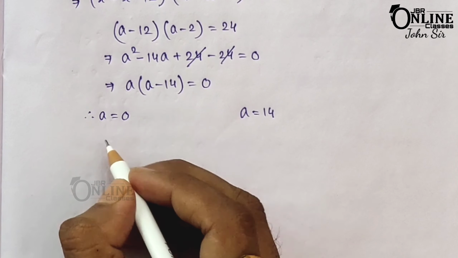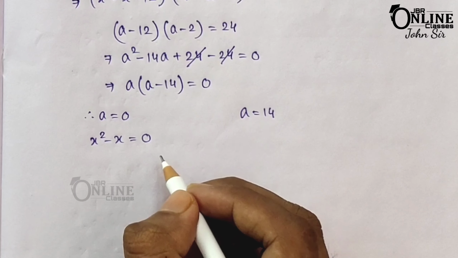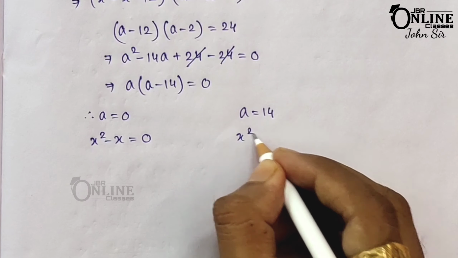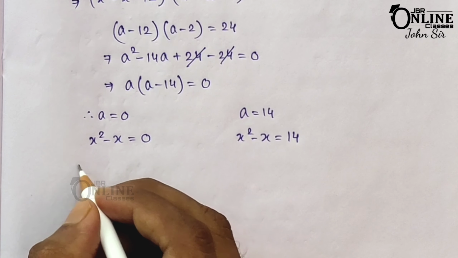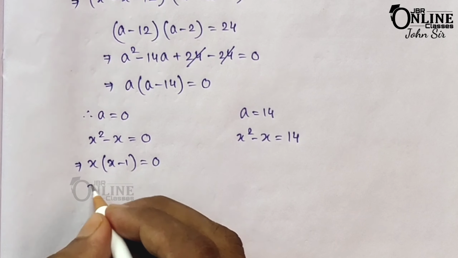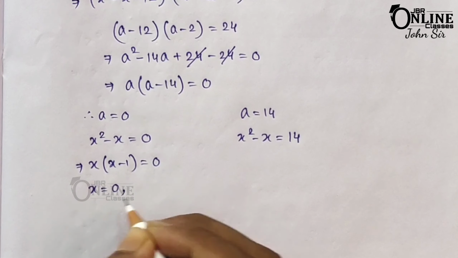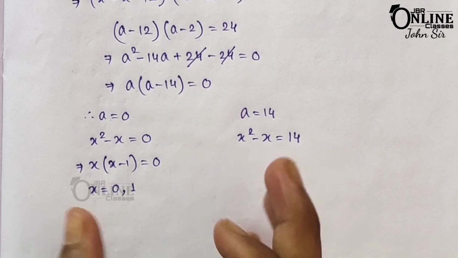Now you know that the value of a here, x square minus x, so that equal to 0, and here also x square minus x, that equal to 14. So from the first one, if x will be common, so that equal to 0, so from that x equal to either 0 or x equal to 1. Okay, so 0 and 1 are the two solutions.